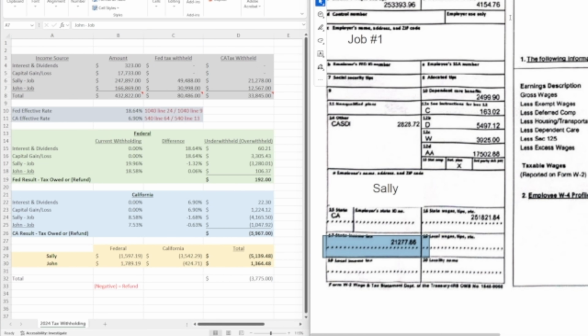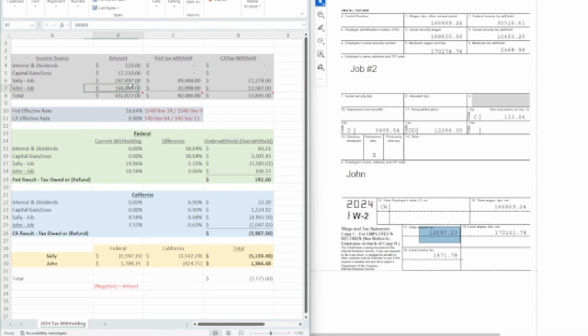We're going to do the same with John. Box 1, there it is, matches. Box 2 doesn't match quite. Why? Because there's something I'll explain in a bit, but I added that $400 there. You'll see that $30,000 comes straight from this W-2 though. And then we have the $12K from the state income taxes paid.